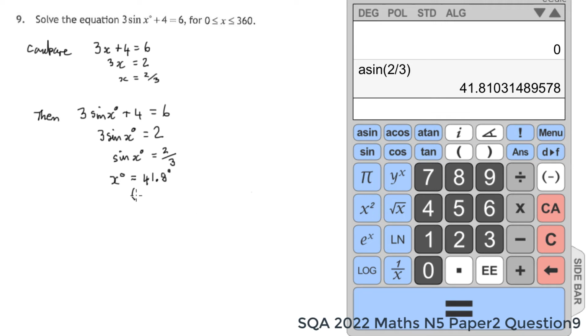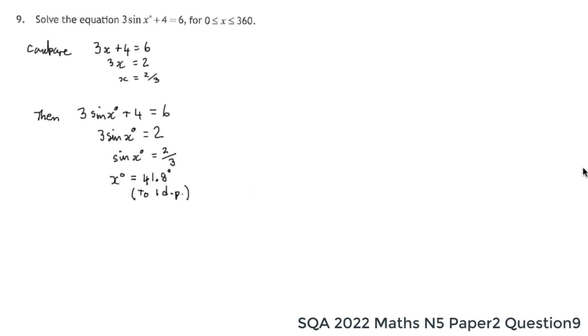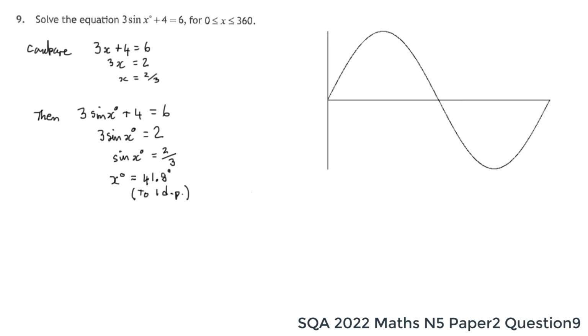And that's to 1 decimal place. Now, that would be the end of the story, however it's not. Let's have a look now at a typical sine curve.